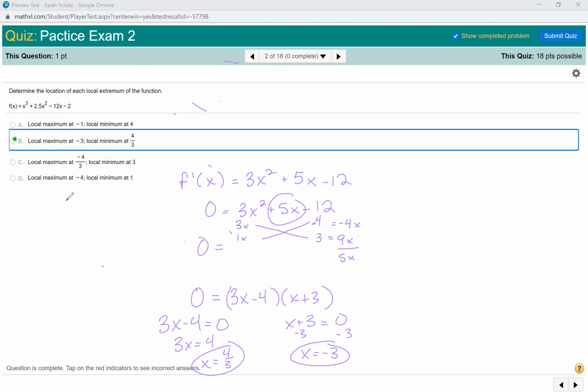So I have to test to see if they're a min or a max. Now this is your choice. I never am going to specify on the test that you have to use the first derivative test, remember the one with the number line, or the second derivative test, which is a lot faster and easier. So I would suggest the second derivative test. Remember, what that means is I need to take the second derivative going from the first. That's going to be 6x plus 5.